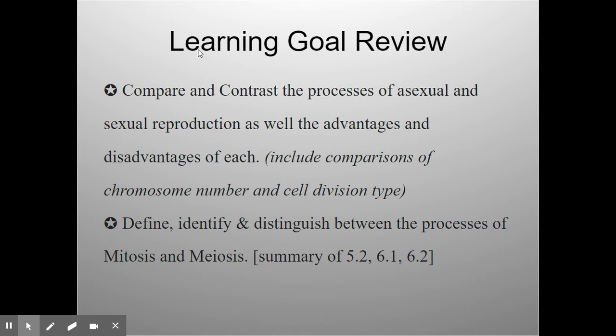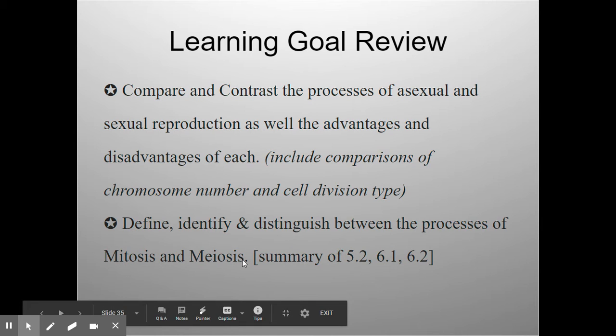Okay, so earlier at the very beginning of the slideshow, it talked about learning goals. These are the ones we're going to be covering in this section, which is comparing and contrasting the processes of asexual and sexual reproduction, as well as the advantages and disadvantages of each. And then define, identify, and distinguish the differences between mitosis and meiosis.